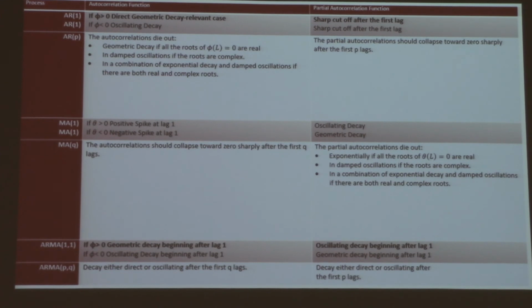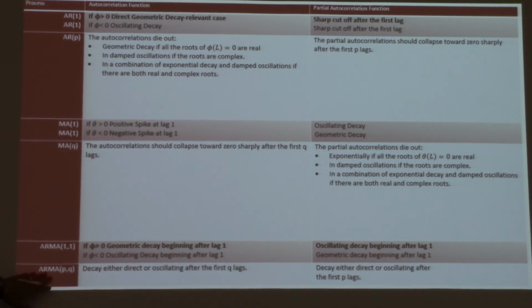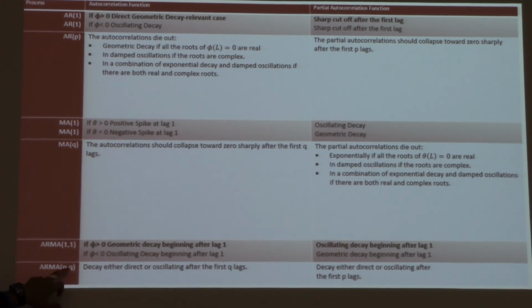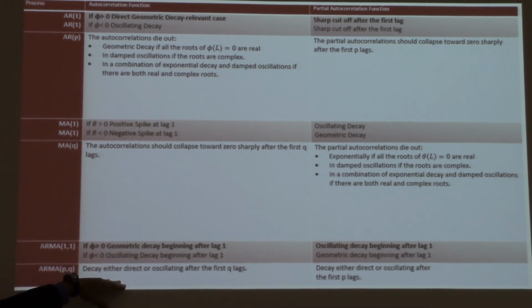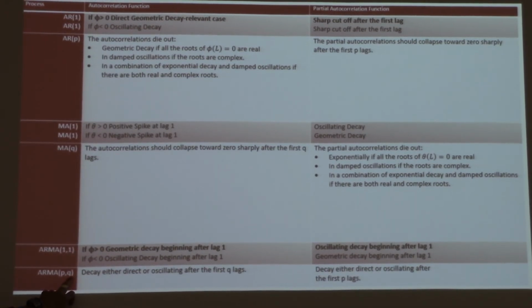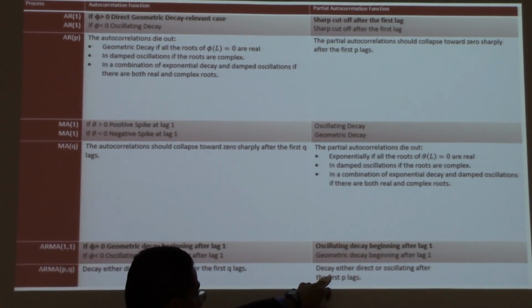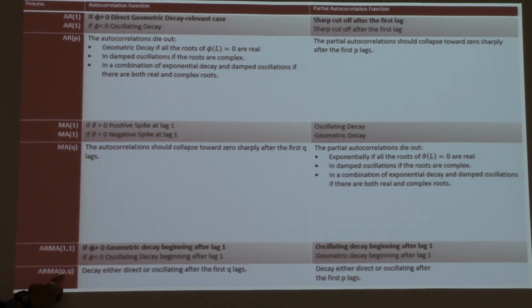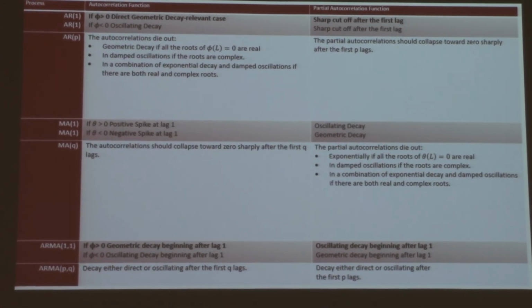Again, assuming phi is positive, which it's going to be in our cases, so a negative phi we won't come across. If it's a higher order autoregressive moving average process, so this could be 2 and this could be 5 or some combination, then you're going to see either direct or oscillating decay after the first q lags, where q is the moving average component. And then you're going to see either direct or oscillating decay after the first p lags, where p is the autoregressive component. So again, we're trying to guess at the nature of these processes, and it's not necessarily real easy.